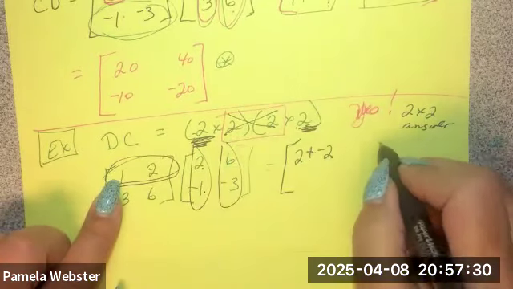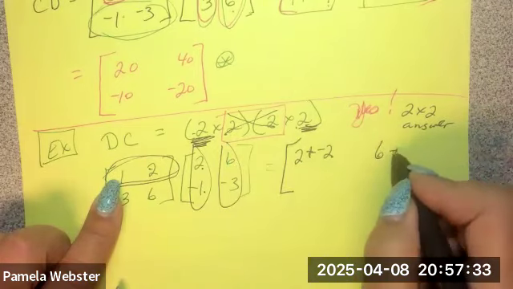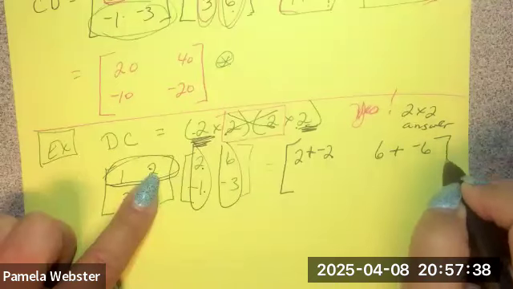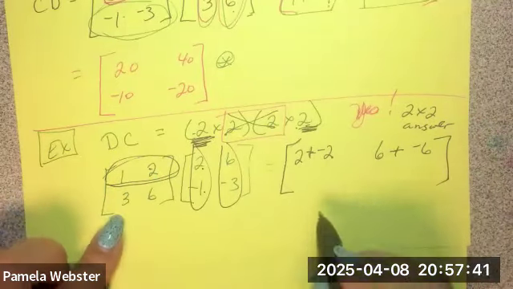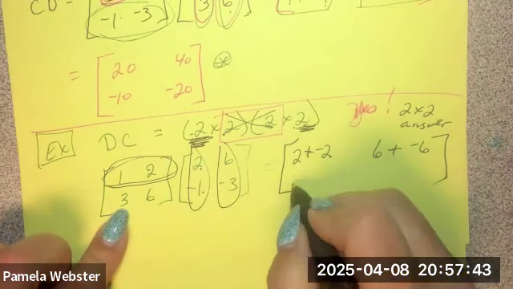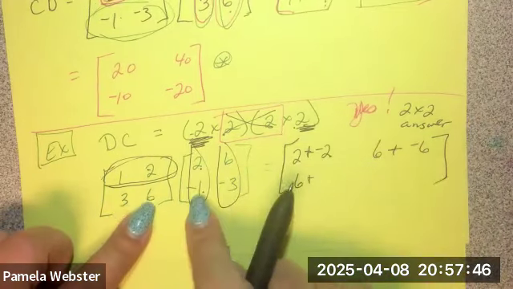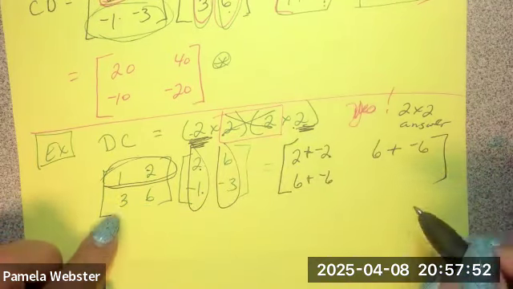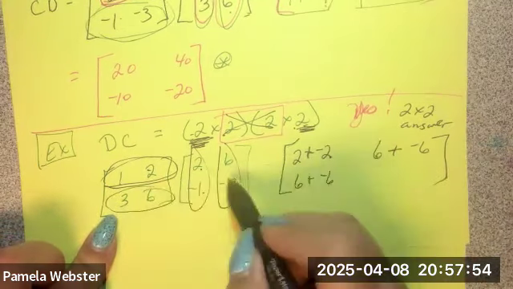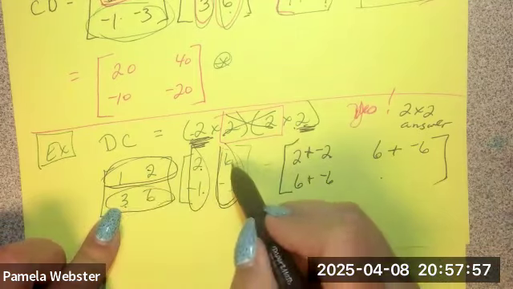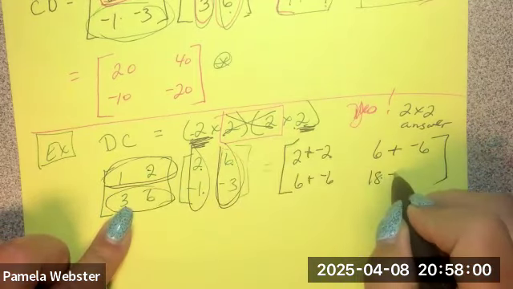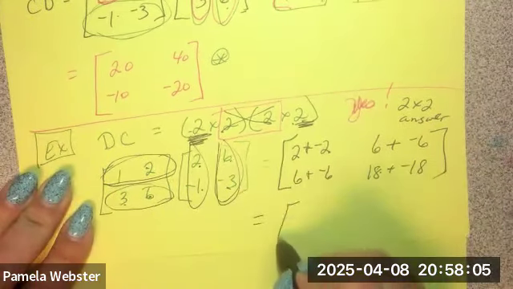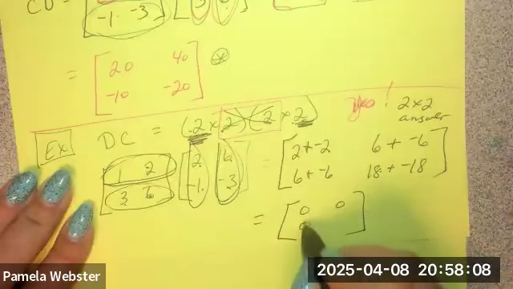First row, second column. 1 times 6 is a 6, plus 2 times -3 is a -6. Okay, that's also going to be 0. Second row, first column: 3 times 2 is a 6, plus 6 times -1 is a -6. That's also a 0. And then the last one is going to be second row, second column, right here. 3 times 6 is an 18, plus 6 times -3 is a -18. This guy is completely 0, 0, 0, 0.